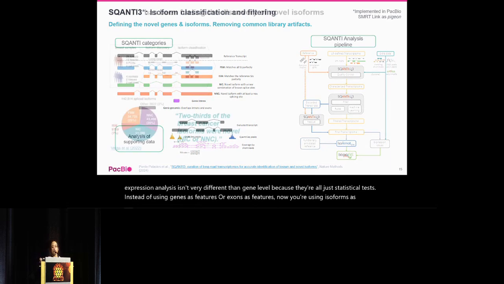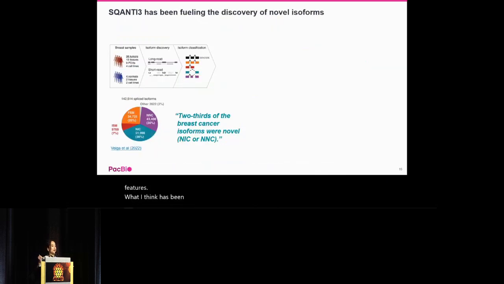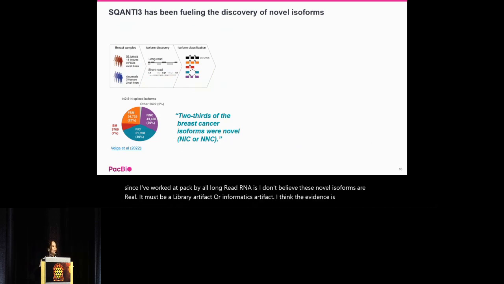What I think has been underappreciated, and maybe somewhat cast doubt on for the years since I've worked at PacBio on long-read RNA, is the doubt that these novel isoforms are real, that it must be a library artifact or informatics artifact. I think the evidence is that a lot of these novel isoforms are real. It's just we've never seen them because we've been very driven by GENCODE annotations, even though GENCODE annotations have been expanding for years.